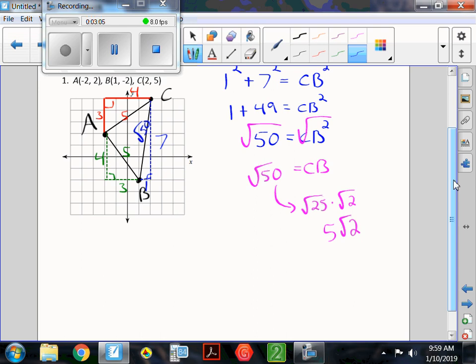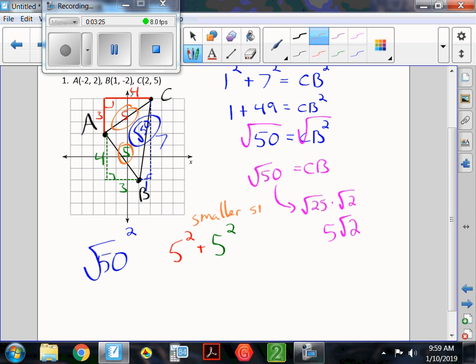So if I take that value, square root of 50 squared, and I'm going to compare that to 5 squared plus 5 squared. These two 5s are the smaller two sides. And so when I'm checking to see if it's a right triangle, an acute triangle, or an obtuse triangle, I'm going to take the smaller two sides, square them, add them together, and compare that to the longest side.